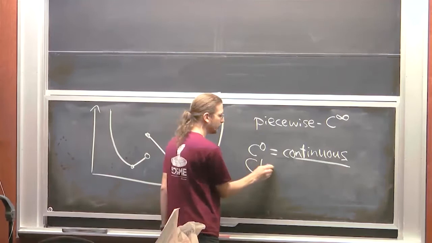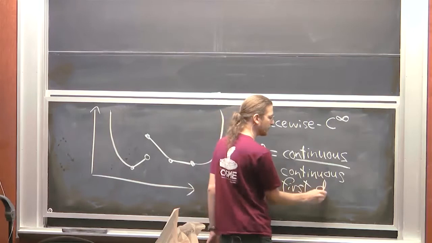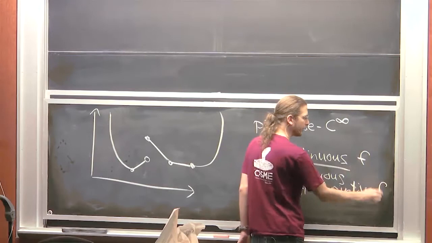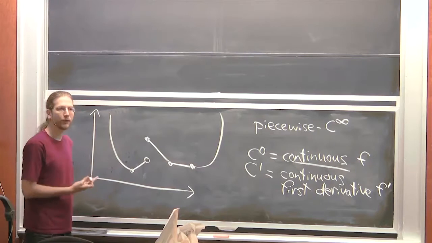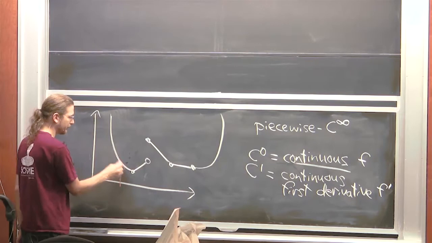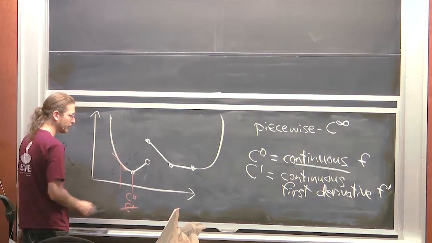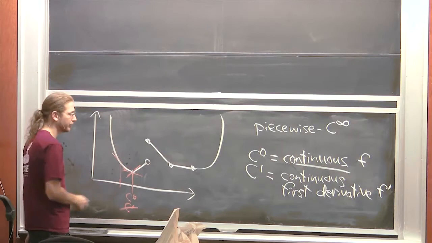C1 is a stronger condition, which means that not only are you continuous, but you also have a continuous and existing first derivative. So whereas here we're thinking about f, here we're thinking of f prime. Not only can you talk about the function being continuous, C0, C1, but you can talk about individual moments in time. So, for example, this moment here is going to be C1. It has a nice derivative. That derivative is changing continuously here. Here, however, this is C0, but not C1, because the tangent on the left is different from the tangent on the right. So this is not a C1 function because the derivative is jumping at that point.